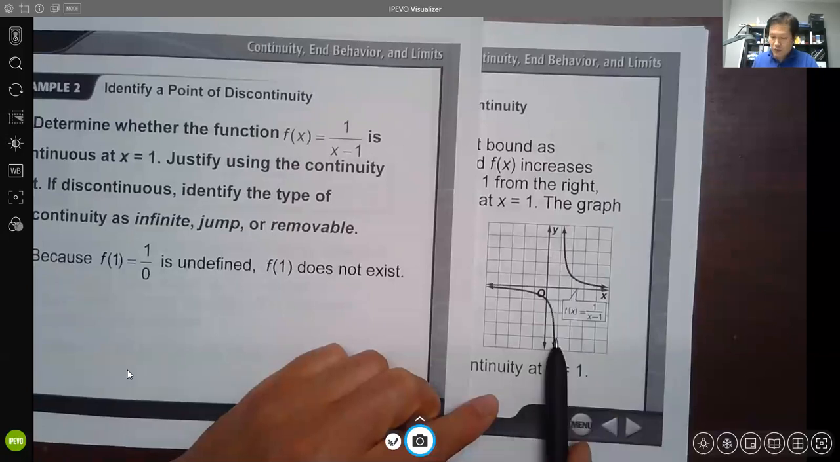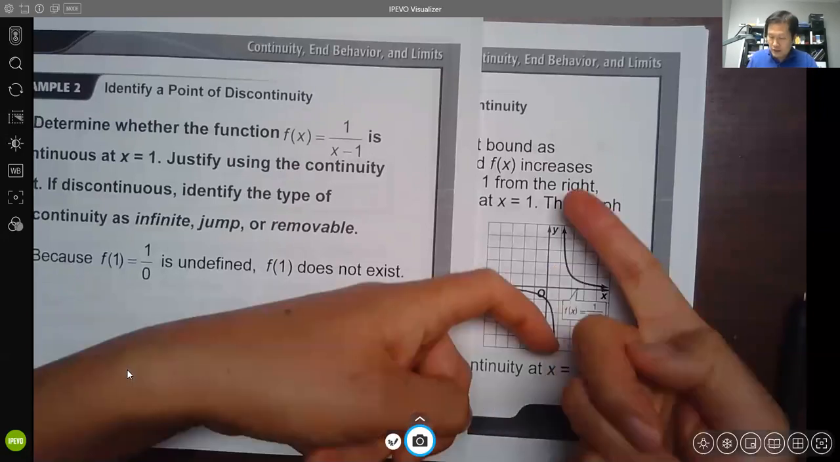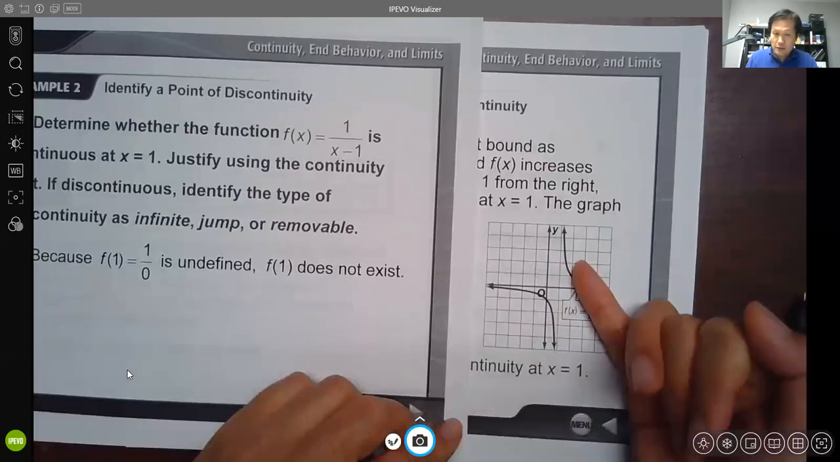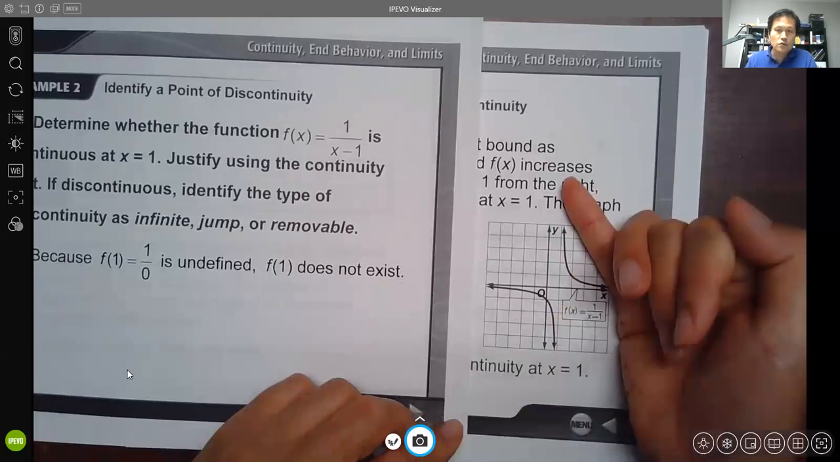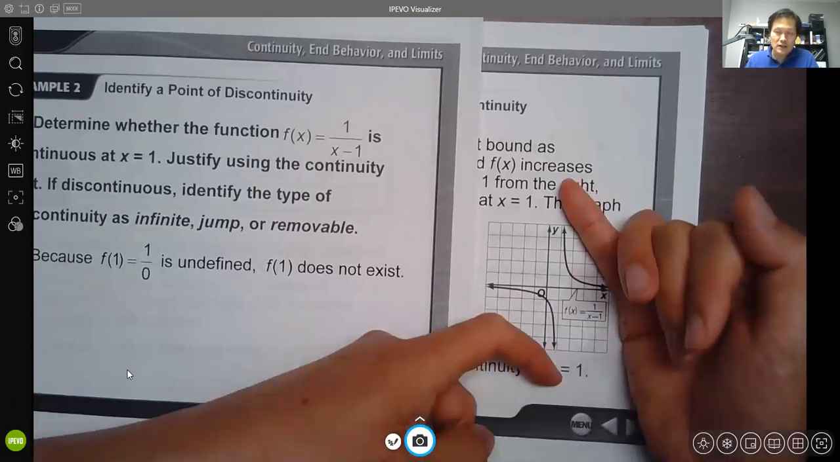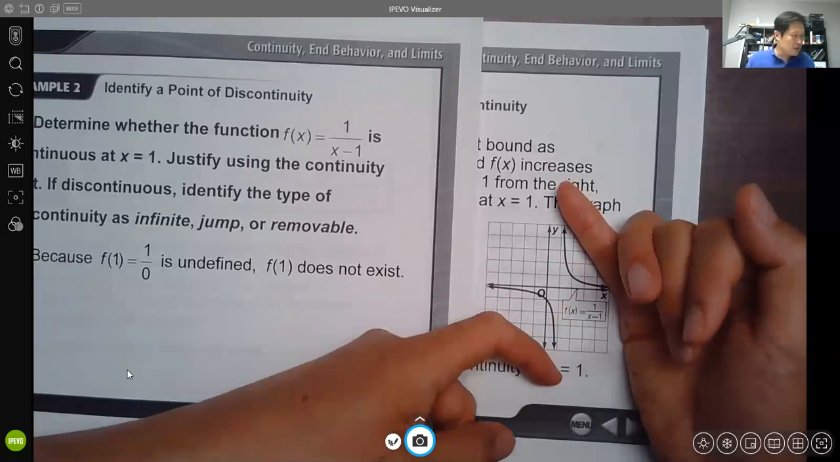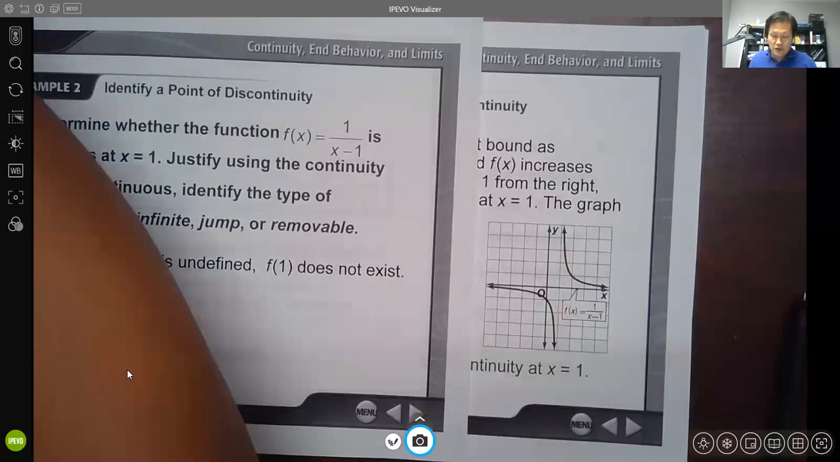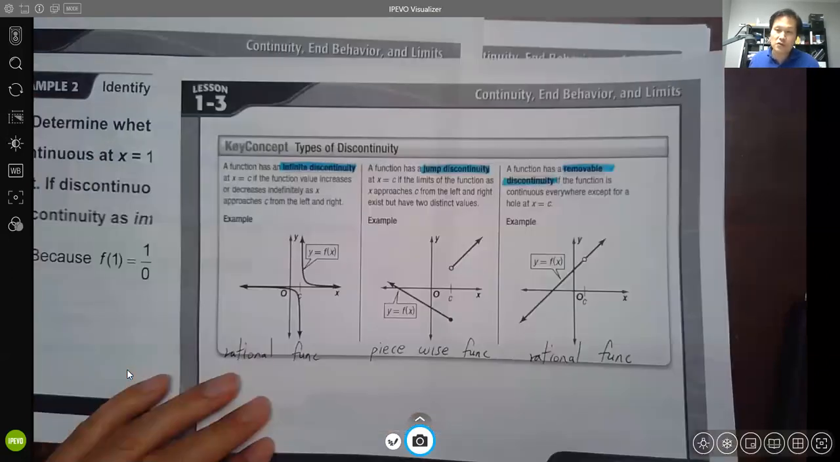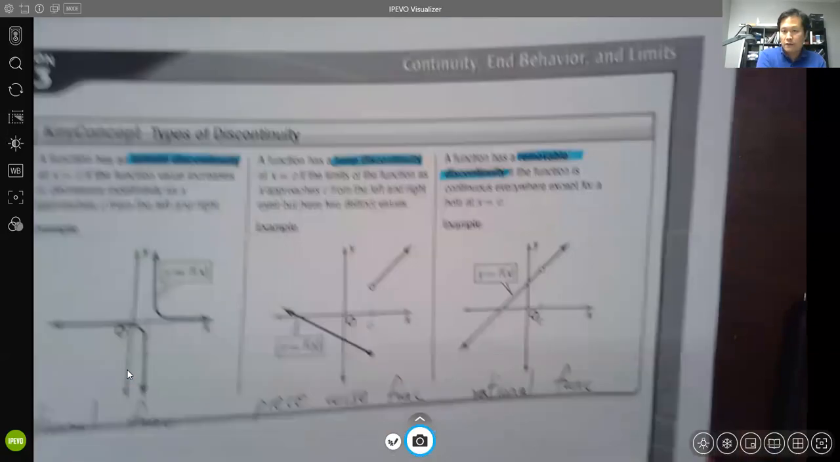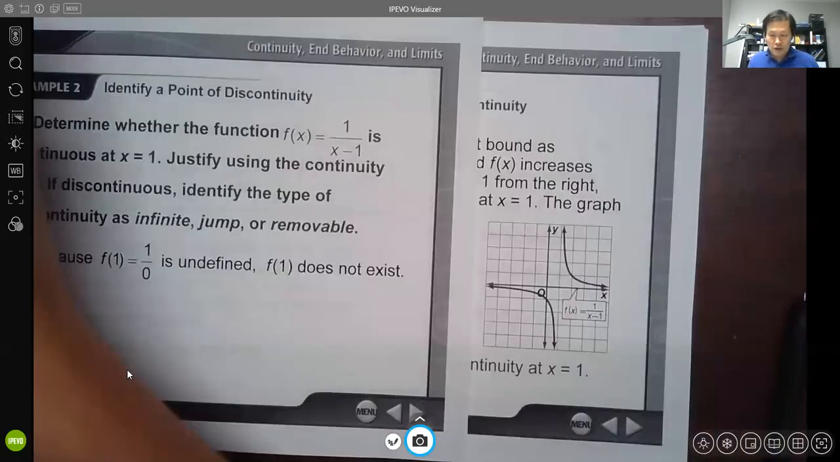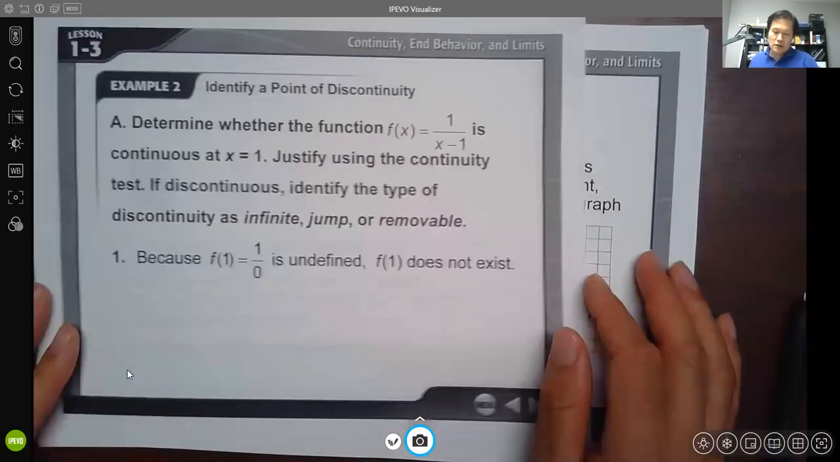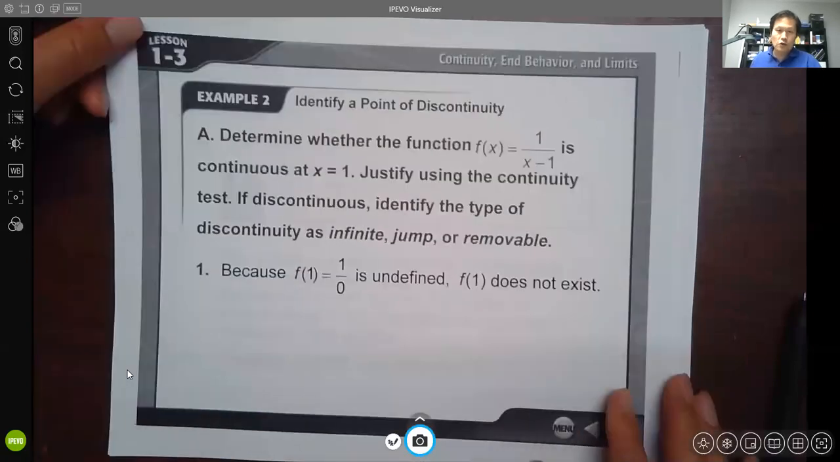Looks like that's where this connection is. You can see 1 right here. This end keeps going up, this end keeps going down. So you should know it's discontinuous. Not only that, there are 3 different kinds of discontinuity. You should know it's an infinite discontinuity right there, just by looking at the graph. So just looking at the graph, you already got the answer.